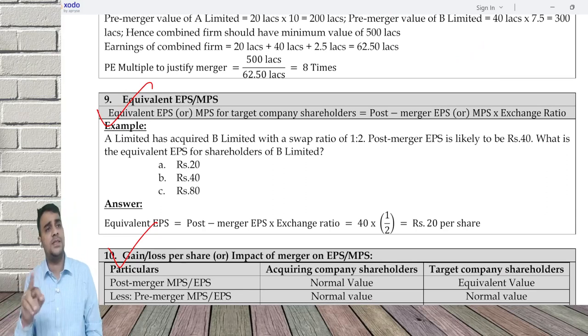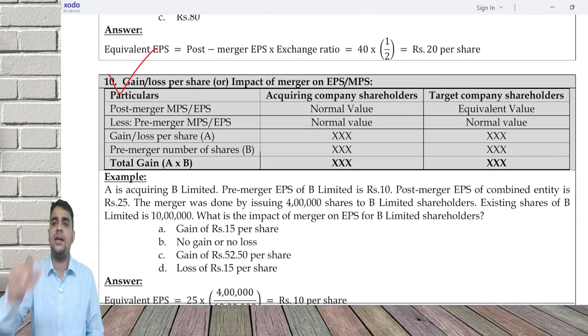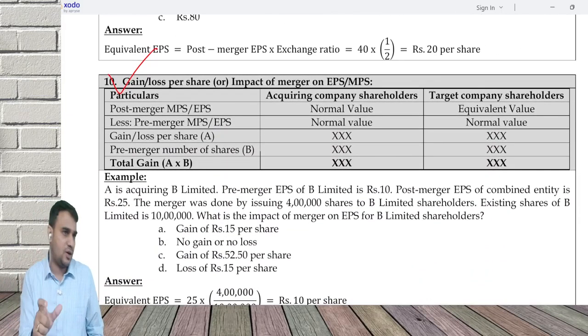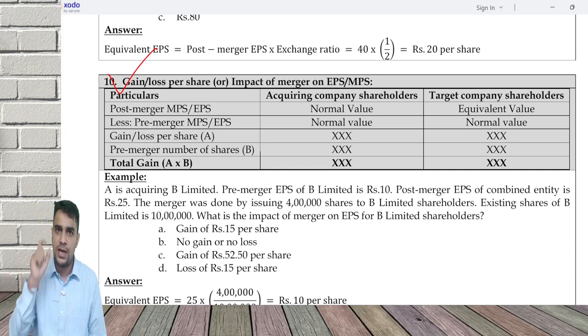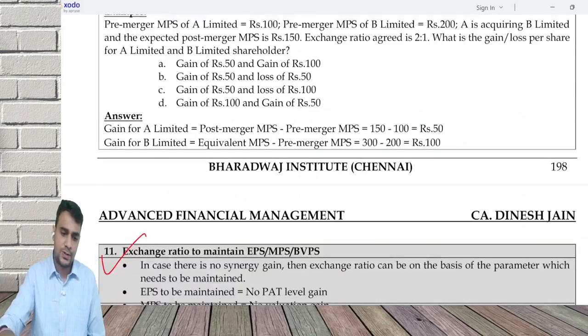Equivalent EPS or MPS is the concept for TC shareholder: post-merger EPS or MPS into the exchange ratio. Same will be used to calculate gain or loss. For AC, take the normal value. For TC, take the equivalent value. Deduct the pre-merger value. Get the gain or loss. Multiply with the pre-merger number of shares. Get the overall gain or loss.